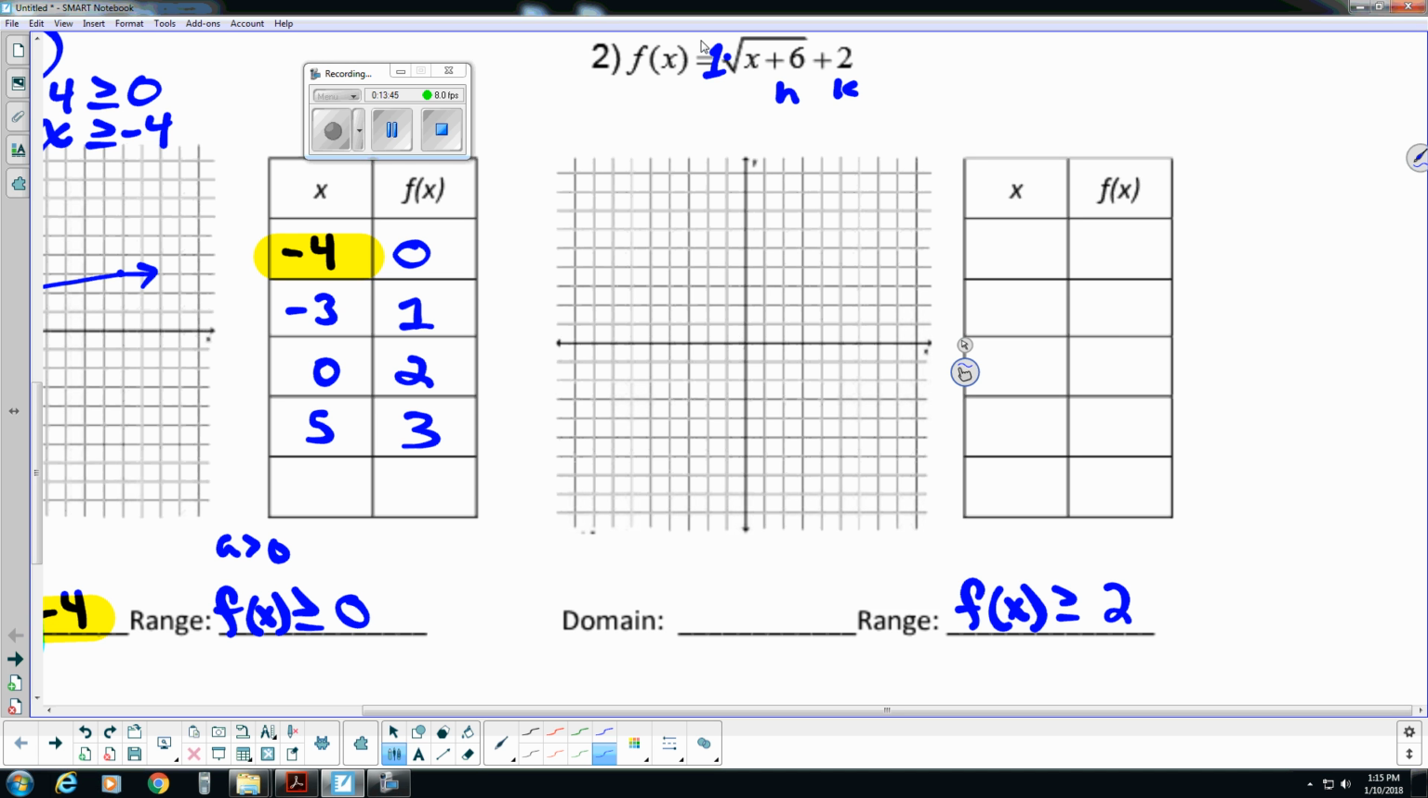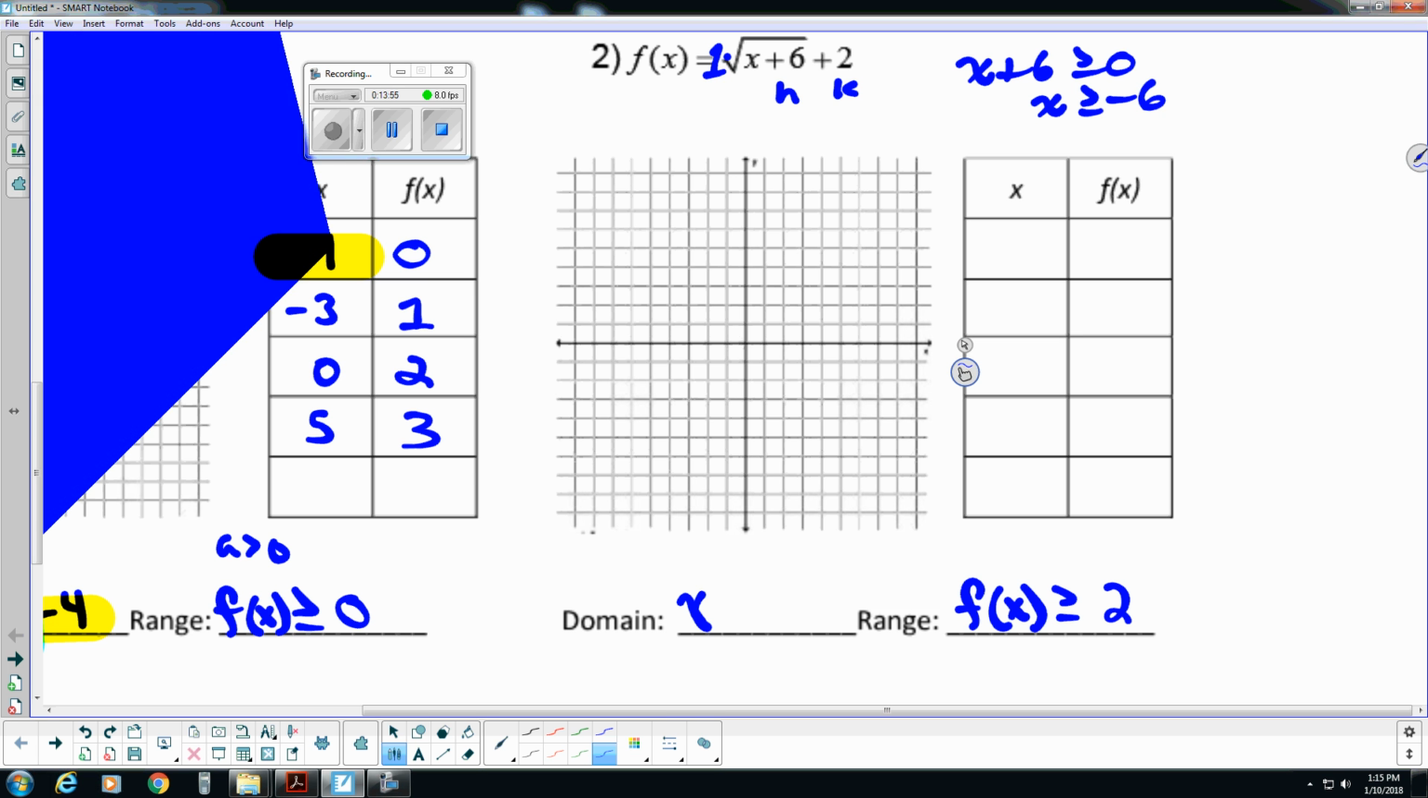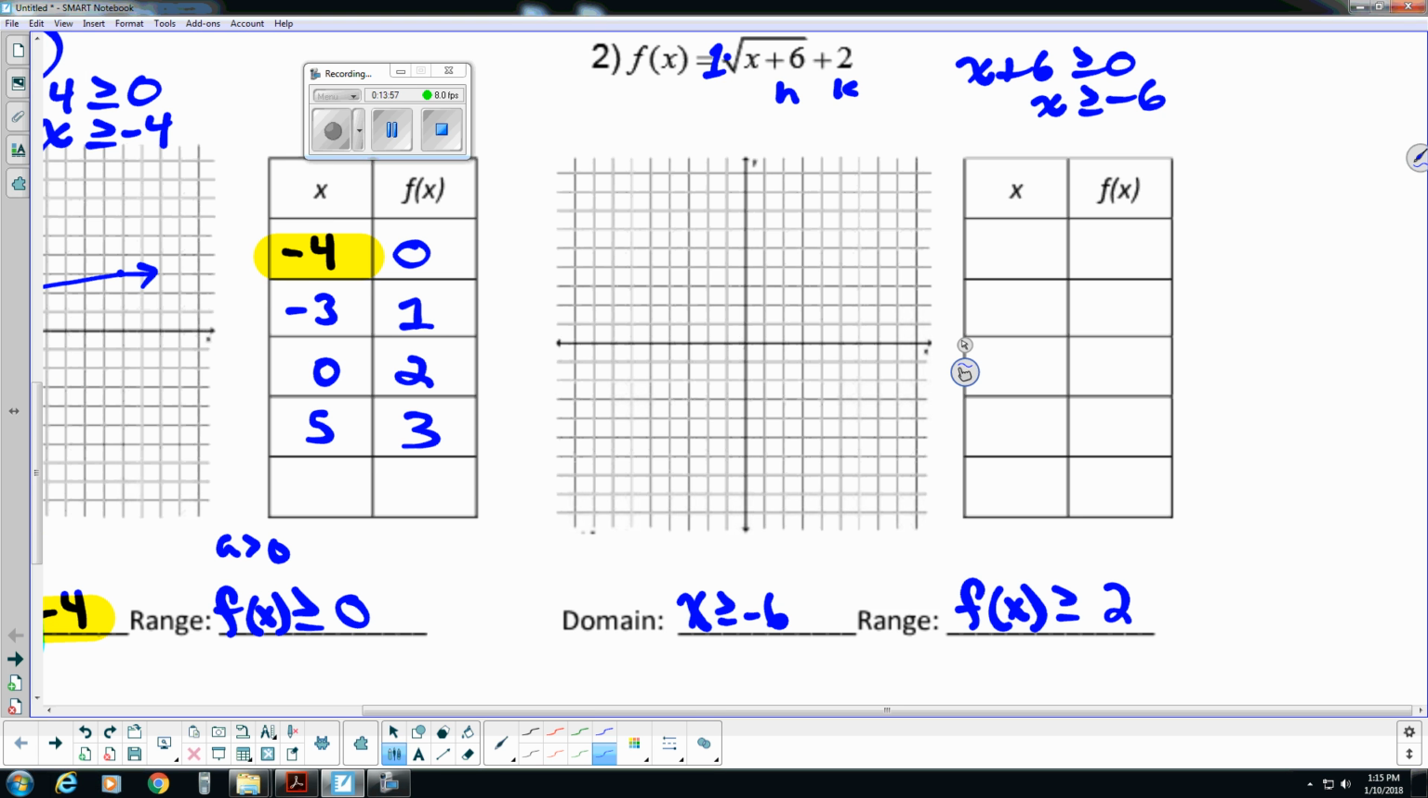For my domain, I take what's under the radical sign, and I set it greater than or equal to 0. Solve for x. X is greater than or equal to negative 6. That's my domain. So that negative 6 is where I start my xy table. Again, I'm going to be greater than or equal to this number, so I'm going to build with numbers bigger than negative 6.